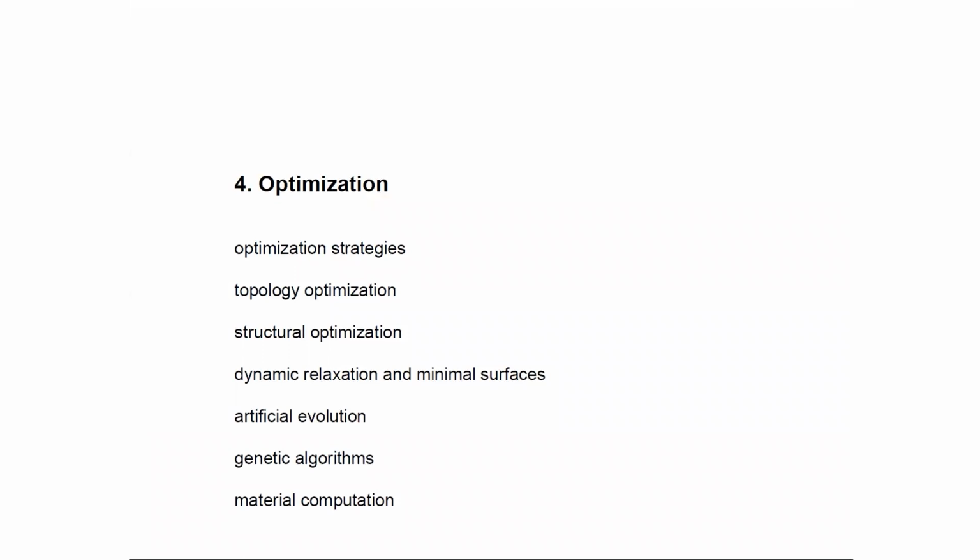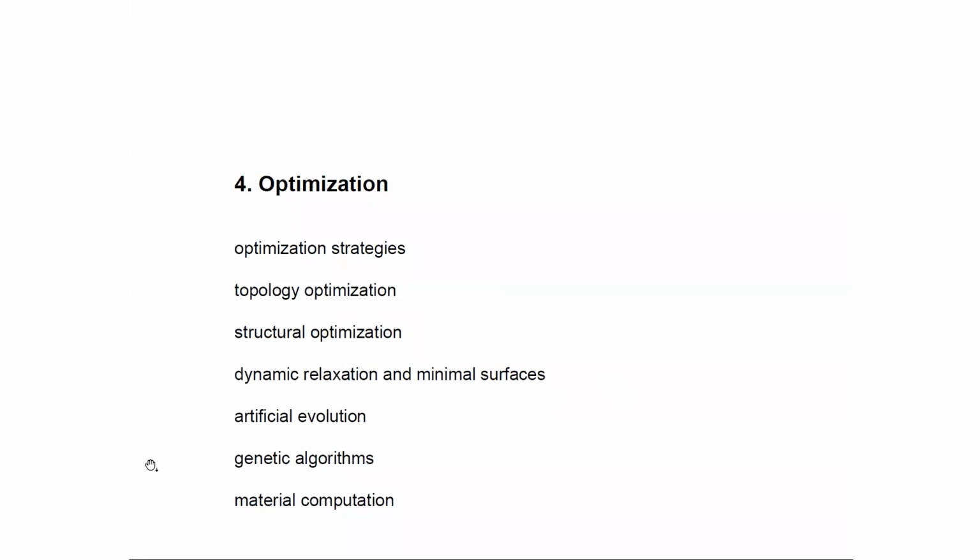Okay, then the fourth big part is optimization. So optimization strategies, topology optimization, we cannot really look too much into that because this code goes way beyond this course, but we can just look at what topology optimization is. And we will work with much simpler models like dynamic relaxation and minimal surfaces. This we can do directly in Python and in Rhino, so we will do that.